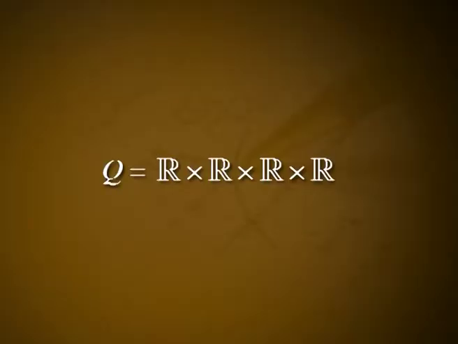We take Q equal to R cross R cross R cross R, the direct product of R. We define addition on Q by addition by components. It can be verified that Q under this addition by components is an abelian group. Let us rename certain elements of Q.